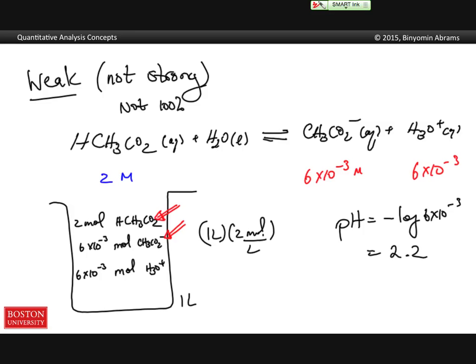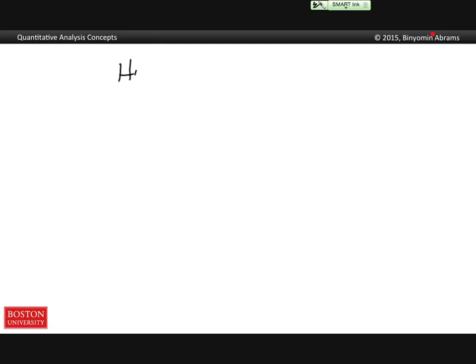Notice though, acetic acid is really weak, meaning that the amount of acid that we started with is pretty much unchanged. What makes it so weak? Well, it's the equilibrium constant associated with this acid. So let's see, I'm going to abbreviate acetic acid as HAc, just so that we can do this a little bit more quickly. And we get acetate and hydronium.